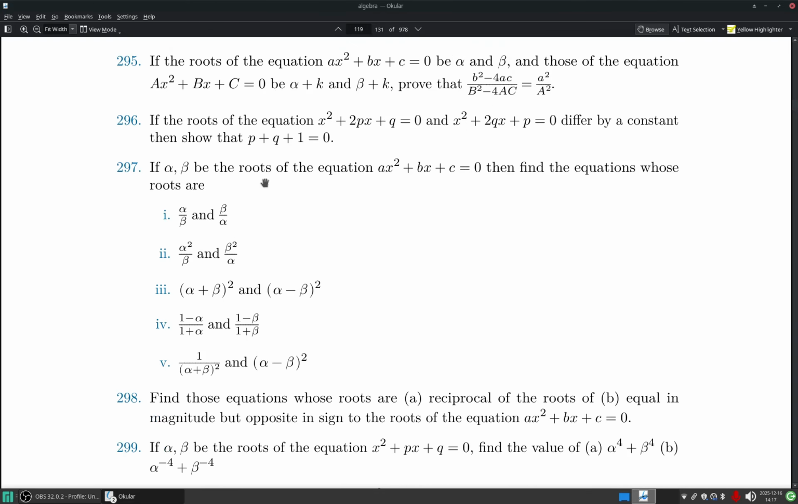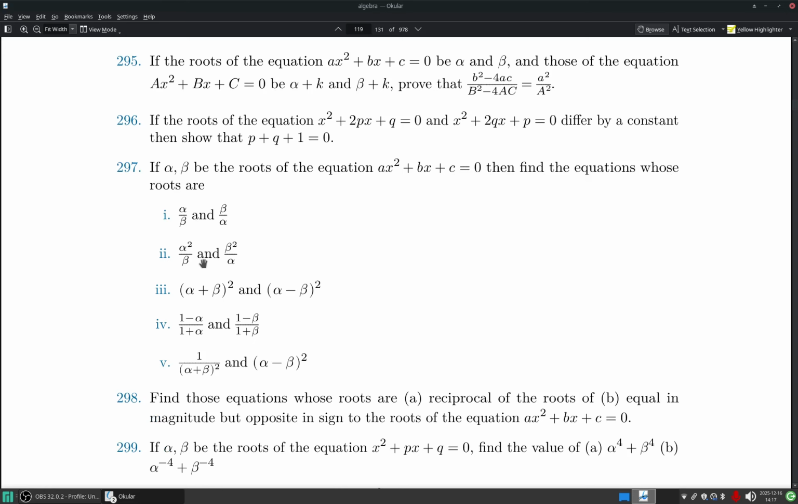Question 297 says that if alpha, beta be the roots of the equation x square plus bx plus c is equal to 0, then find the equation whose roots are alpha by beta and beta by alpha. That is the one equation.